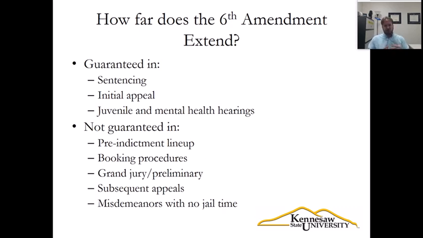And so one of the things that you're guaranteed is a Sixth Amendment right to an attorney during sentencing, obviously during the trial, during the initial appeals, and then juvenile and mental health hearings. But one of the things that you're not guaranteed is during the lineup. So if the police conduct a lineup, or during booking procedures, or during grand jury and preliminary types of proceedings, subsequent appeals, things like that. And then I've already talked about misdemeanors with no jail time. During these issues, you're not guaranteed to have a lawyer if you're indigent.